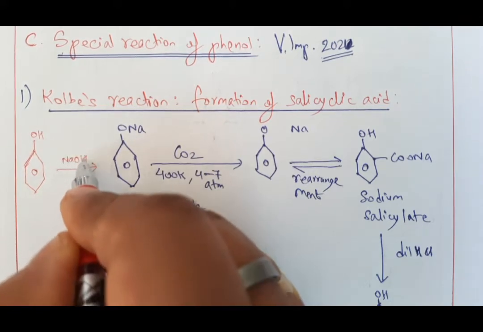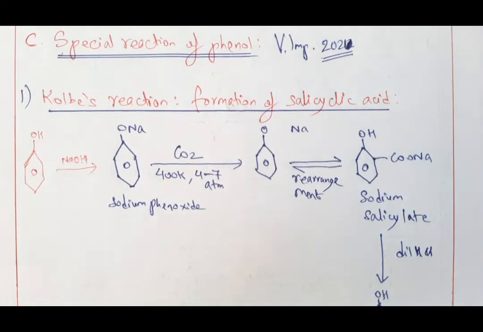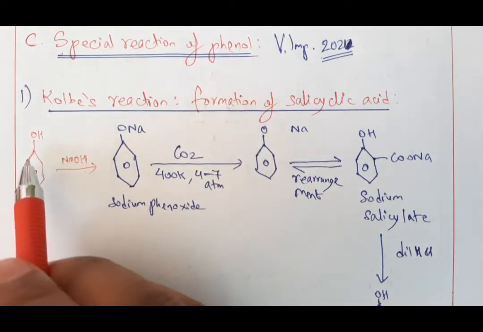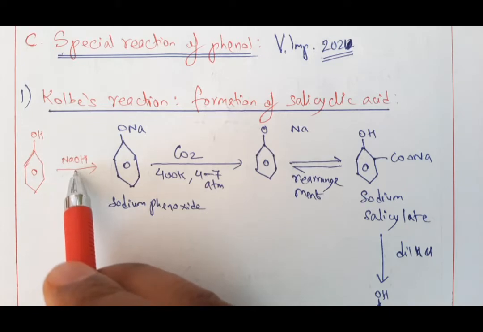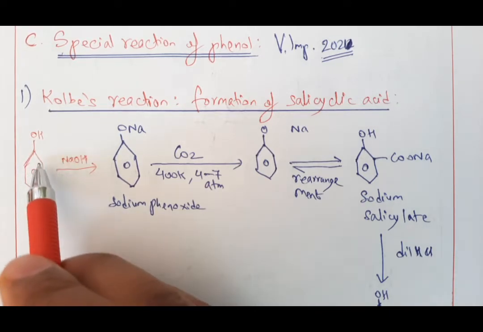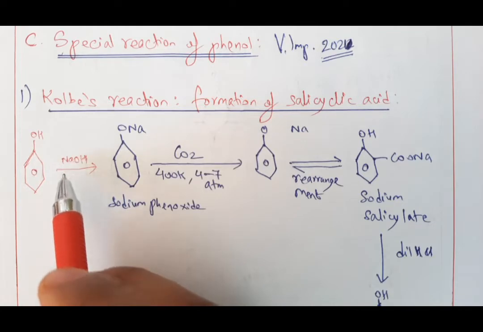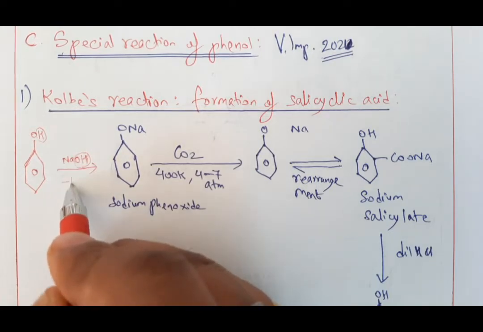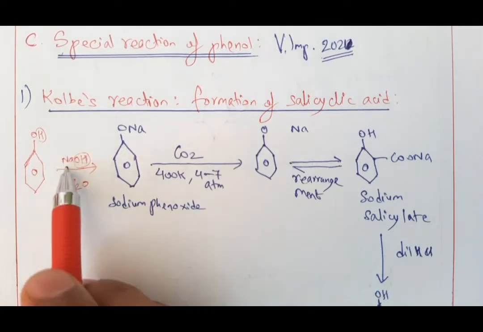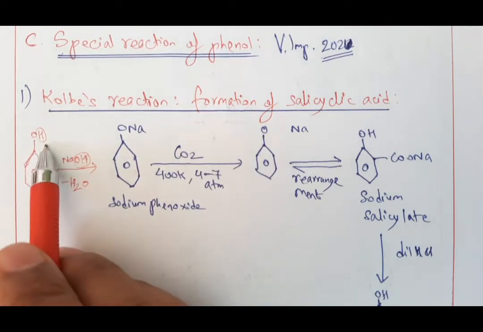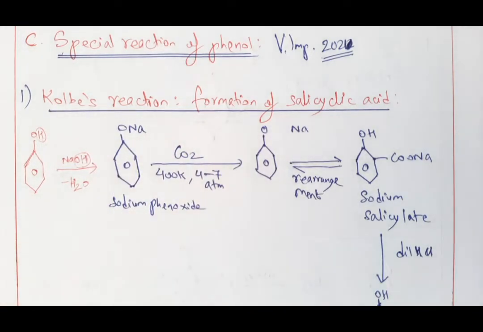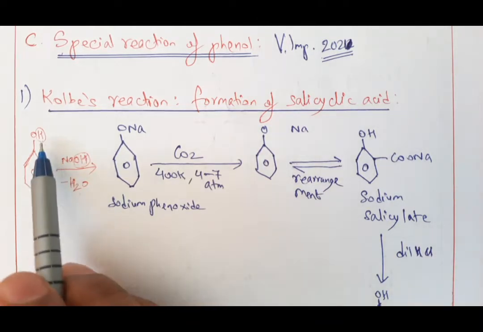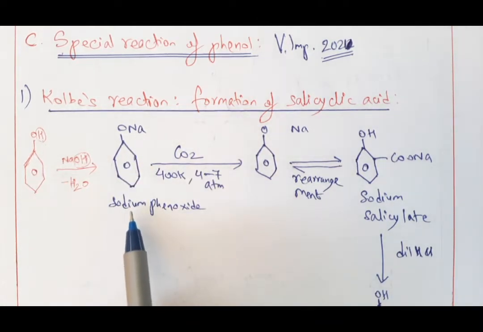Now you have to remember one thing, that phenol is acidic in nature, I have explained earlier, and it is reacting with sodium hydroxide, which is a base. So when acid and base react, we get salt and water. This H of phenol goes with this OH of base to form water, H2O. Then in place of this H, this Na will go to form ONa, and you get sodium phenoxide in Kolbe's reaction.